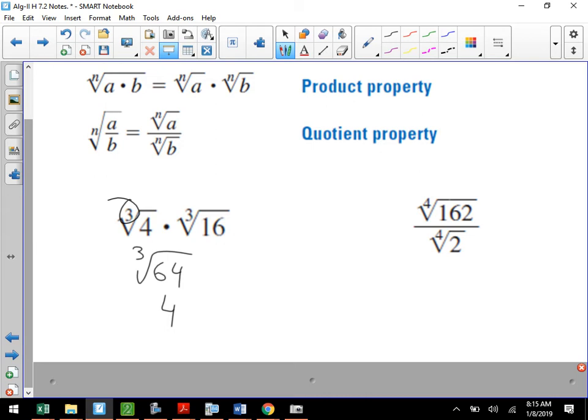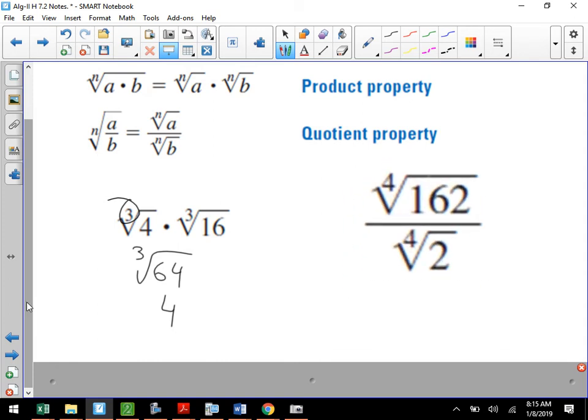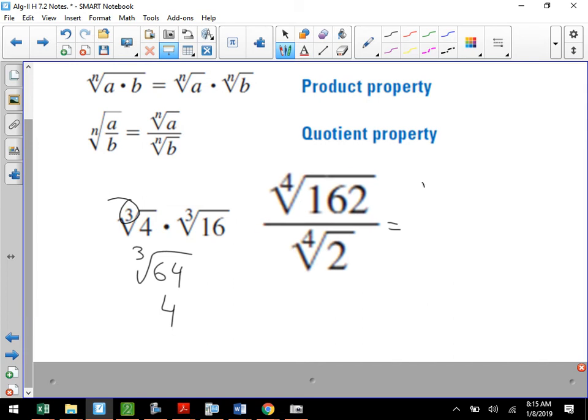Same way with division. We have the 4th root of 162 over the 4th root of 2. We had one similar to that yesterday. We had the 4th root of 81, and what's the 4th root of 81? 3. Yeah. So this becomes the 4th root of the whole thing, 162 over 2, which is 81.